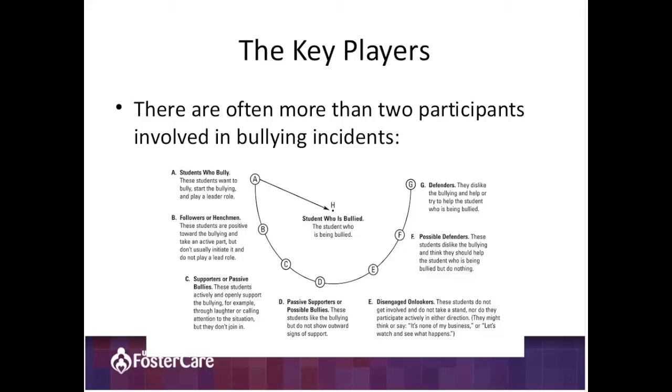So C would be that category of students, like we said, that are encouraging it but not joining in. They're not going to be throwing any punches or physically holding anybody up against the locker like we explained in the previous example.